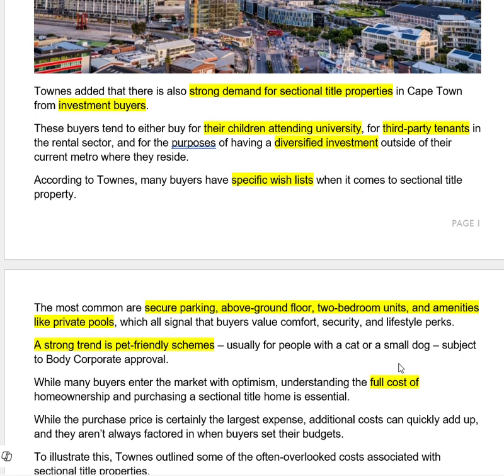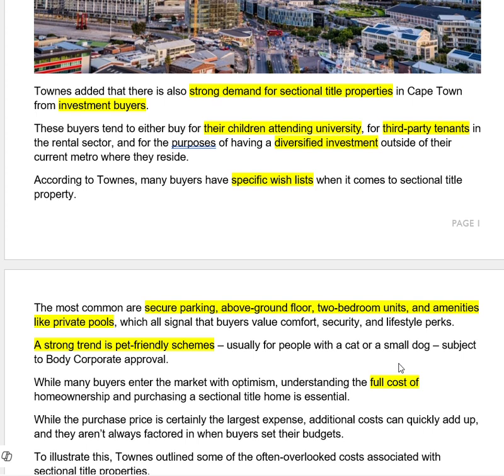And then the other thing is a two-bedroom unit. Most people who want to either rent or invest should go for a two-bedroom unit, mainly because people like to have an additional room, either for their kids or for visitors if they don't have kids.